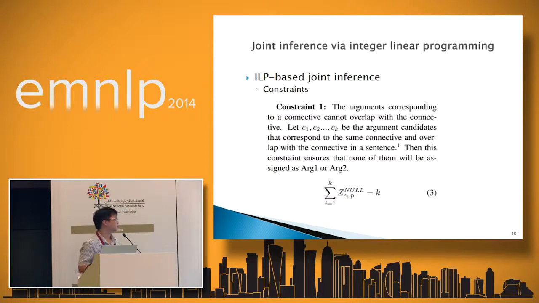As for the constraints themselves, we have 5 constraints for this problem. The first one is that the arguments corresponding to a connective cannot overlap with the connective. In this case, the argument cannot contain the connective word. It can be described using this formula: if C1, C2, up to Ck are the argument candidates that overlap with the connective, then the summation of these argument candidates that are assigned to null must equal k.